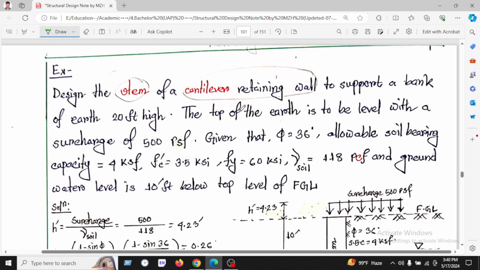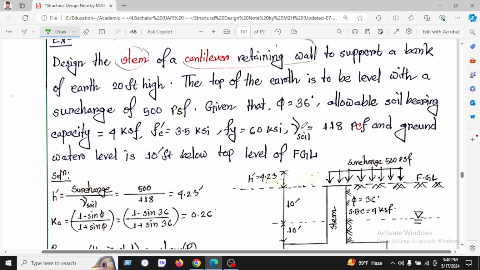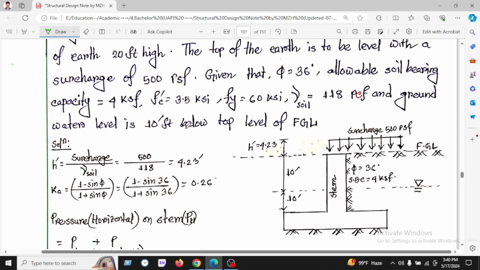The design of stem of a cantilever retaining wall. The stem of the retaining wall supports a bank of earth which is 20 feet high, and the top of the earth is level with a surcharge of 500 psf. Given phi which is 33 degrees, allowable soil bearing capacity 4 ksf, fc' 3.5 ksi and fy 60 ksi, unit weight of soil 118 pcf, and groundwater level is 10 feet below the top of the height. The groundwater level is 10 feet below.